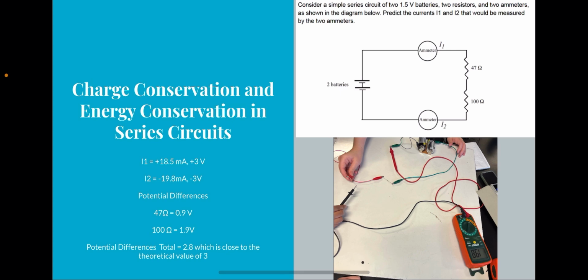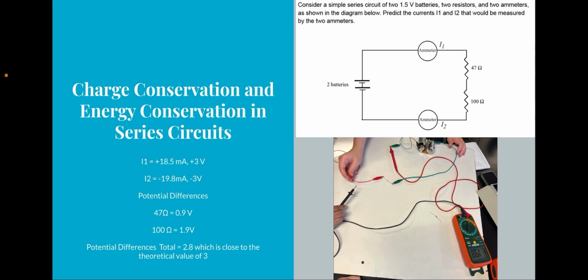The first part that we had to solve for this lab was charge conservation and energy conservation in a series circuit. Up on the top right, we have a picture of basically our diagram and what we're going to be measuring. And at the bottom, I included a picture from our actual lab when we recreated the circuit and got some of these numbers. So we have our I1 being 18.5 milliamps, and then we also calculated that that was 3 volts, or that ammeter was 3 volts. For I2, that ammeter was negative 19.8, and then negative 3 volts.